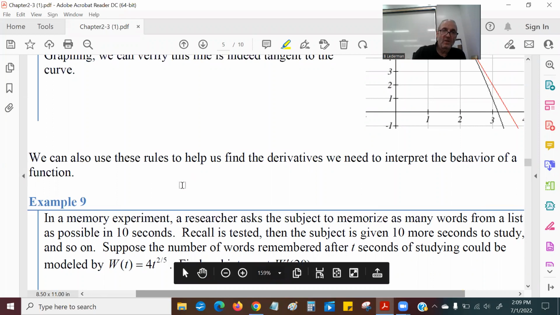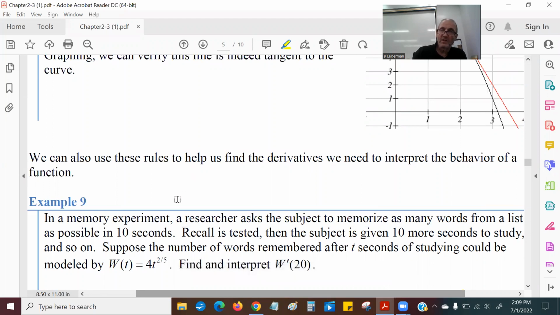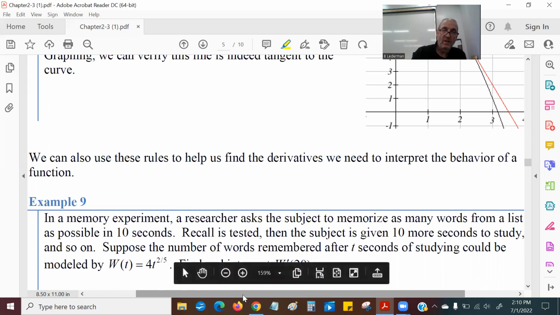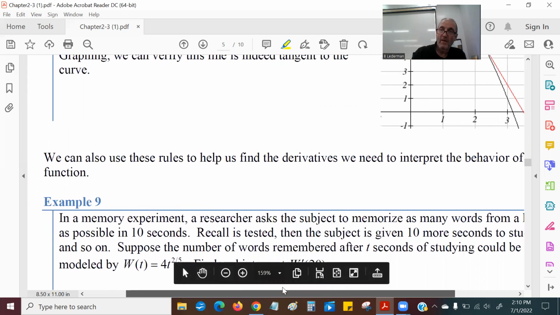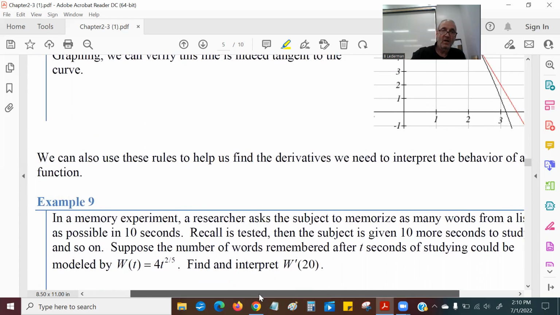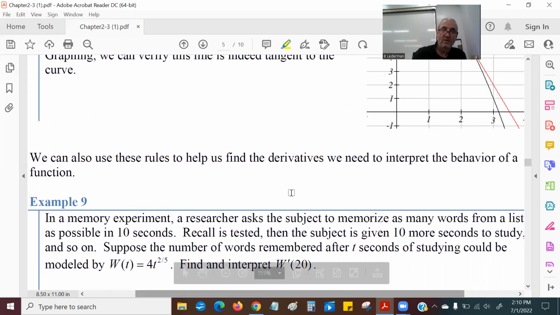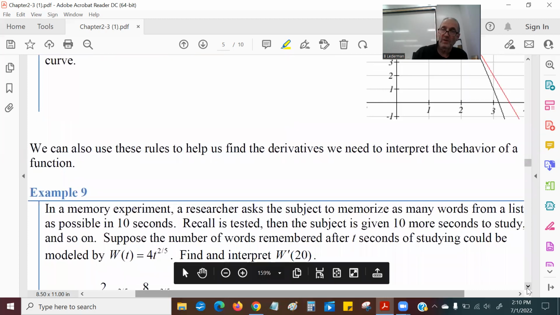In a memory experiment, a researcher asked the subject to memorize as many words from a list as possible in 10 seconds. Recall is tested, then the subject is given 10 more seconds to study, and so on. Suppose the number of words remembered after t seconds of studying could be modeled by W(t) equals 4 times t to the 2/5 power. Find and interpret W prime of 20.